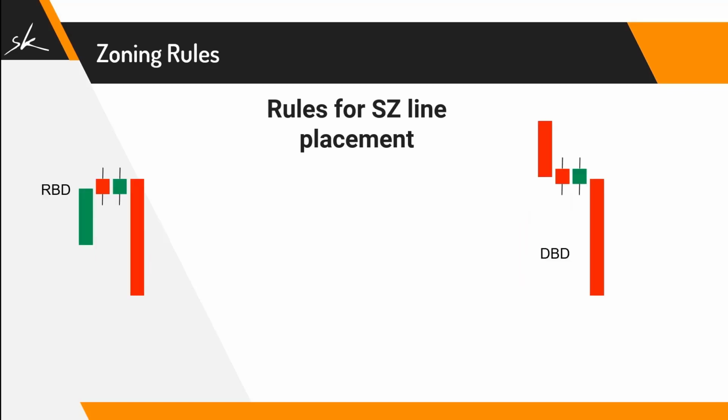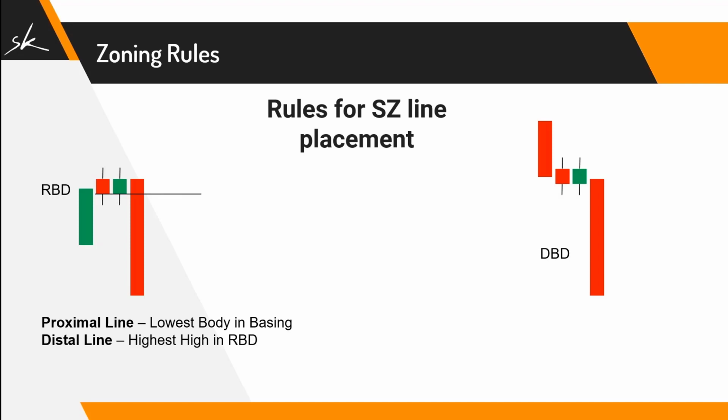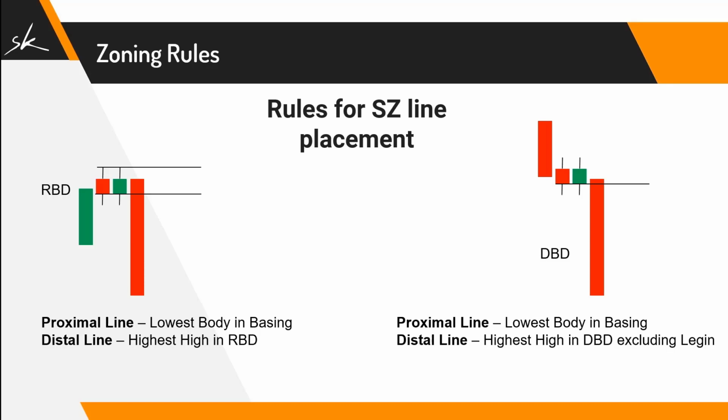Rules for supply zone line placement. In a rally-based drop, the proximal line will be drawn at the lowest body in basing and the distal line will be drawn at the highest high of the rally-based drop. In a drop-based drop, the proximal line will be drawn at the lowest body in basing and the distal line will be drawn at the highest high of the drop-based drop, excluding the leg-in.